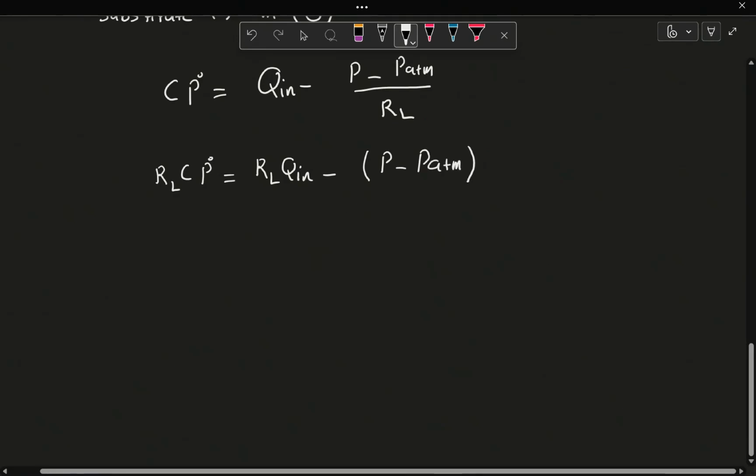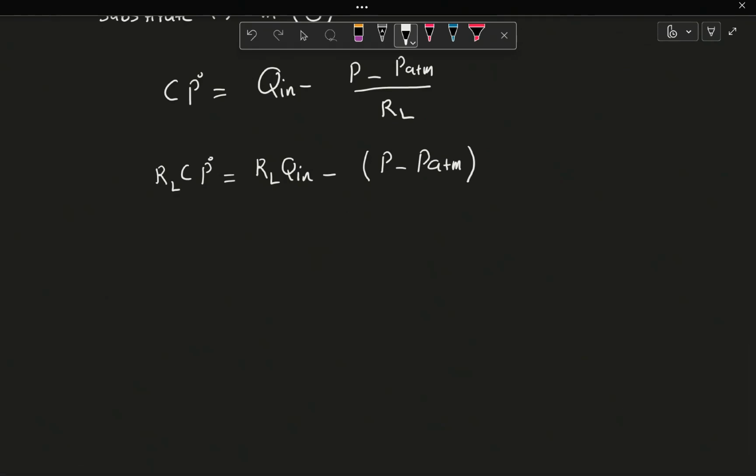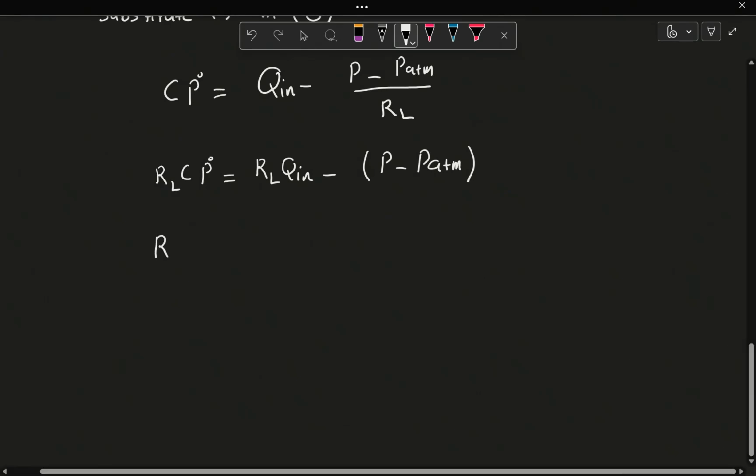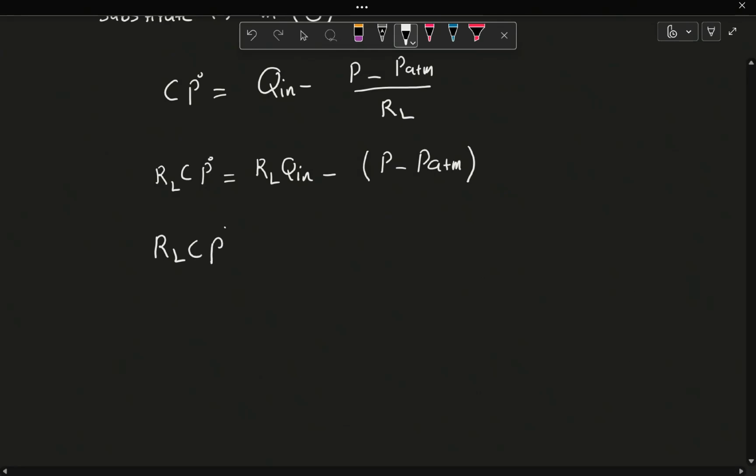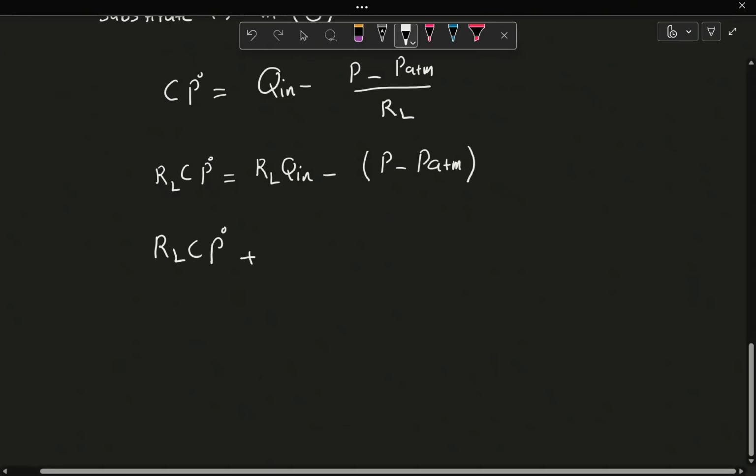Okay. Now, keep the inputs on one side, bring all the dynamic terms to one side, and check for the signs. If your signs match, then you're good to go. So this is going to be RL C P dot plus P equals RL Qn plus P atmosphere.